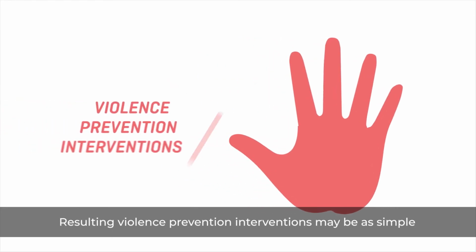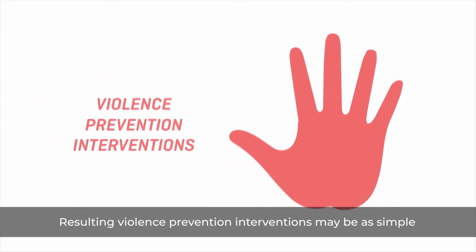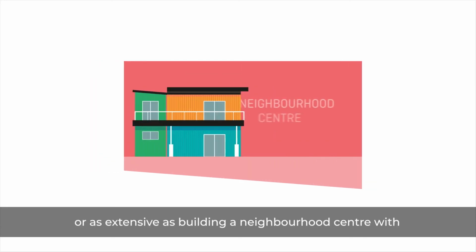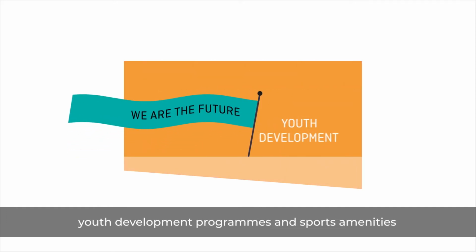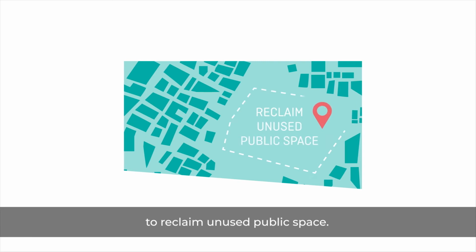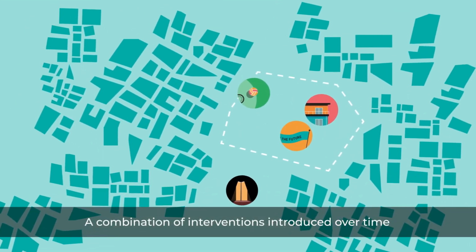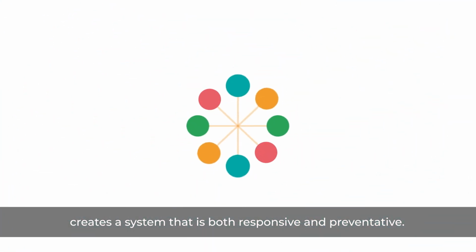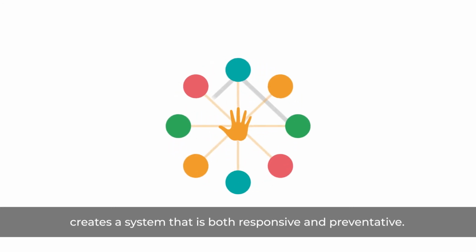Resulting violence prevention interventions may be as simple as erecting streetlights along a dangerous alleyway, or as extensive as building a neighborhood center with youth development programs and sports amenities to reclaim unused public space. A combination of interventions introduced over time creates a system that is both responsive and preventative.